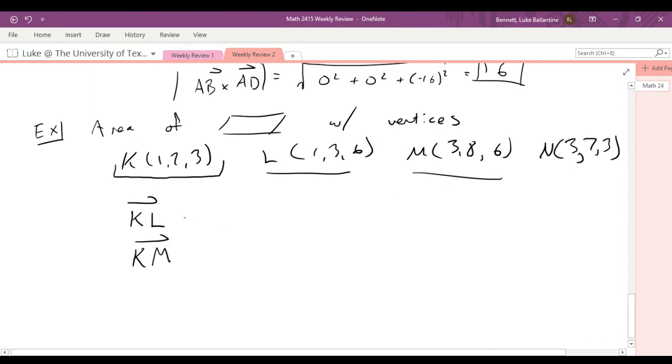So we're going to do vector KL and KM. Vector KL, we have 1 minus 1 is 0. We have 3 minus 2 is 1. We have 6 minus 3 is 3. Vector KM, we have 3 minus 1 is 2. 8 minus 2 is 6. And then we have 6 minus 3 is 3.